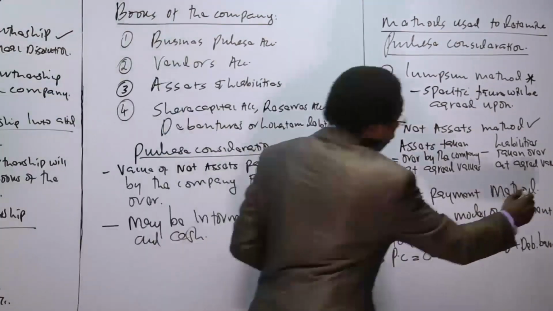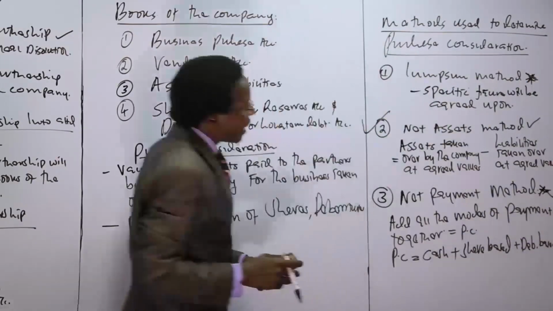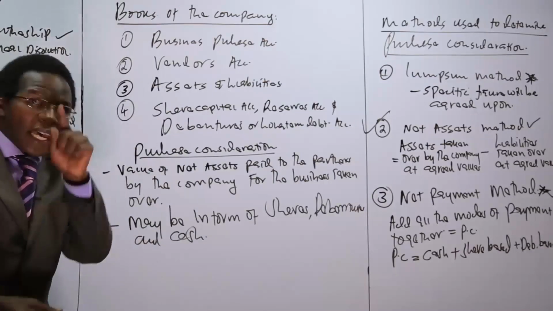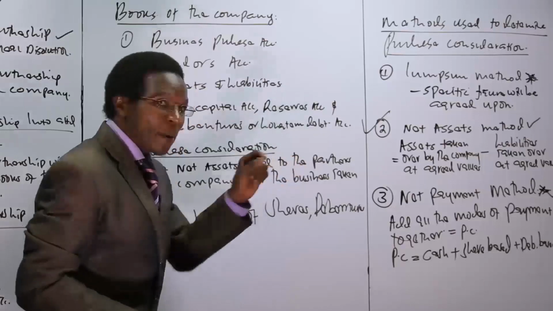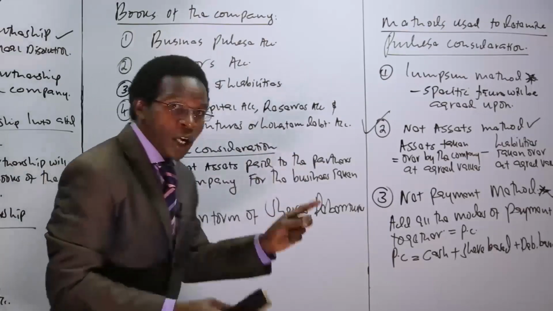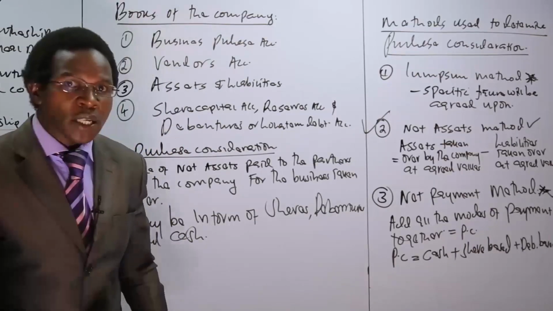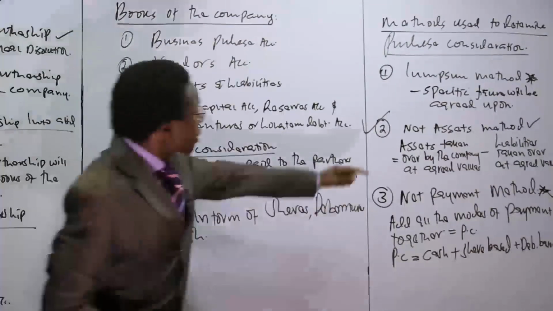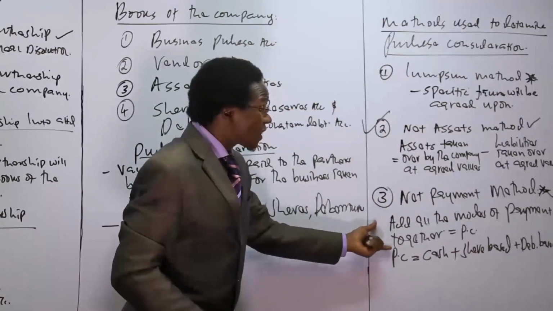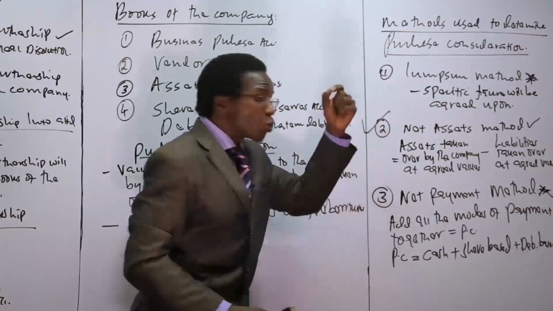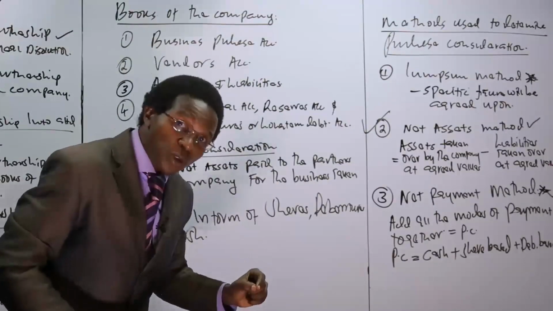We are not going to commonly use these, and even among them, the most common one used is the net assets method. In the net assets method, friends, we are going to have the assets taken over by the company at agreed values. We subtract the liabilities taken over at agreed values. That's a very important point. Don't even consider the third one, because it is not common. Number two is the most common, very important method that you should not forget in your life.